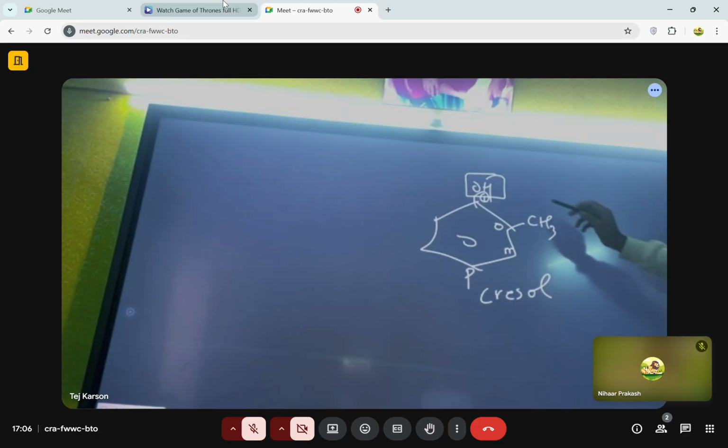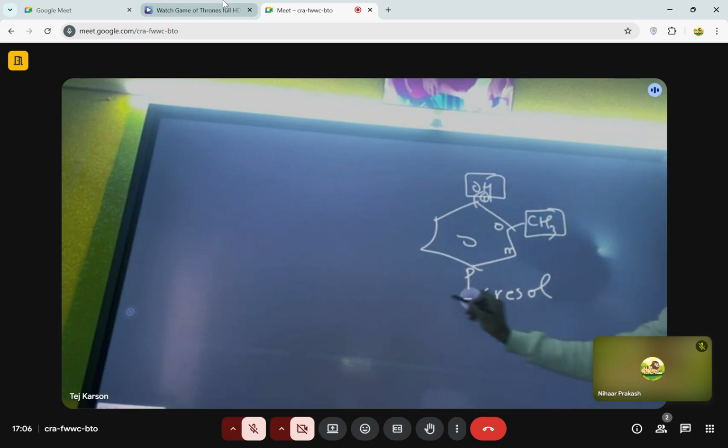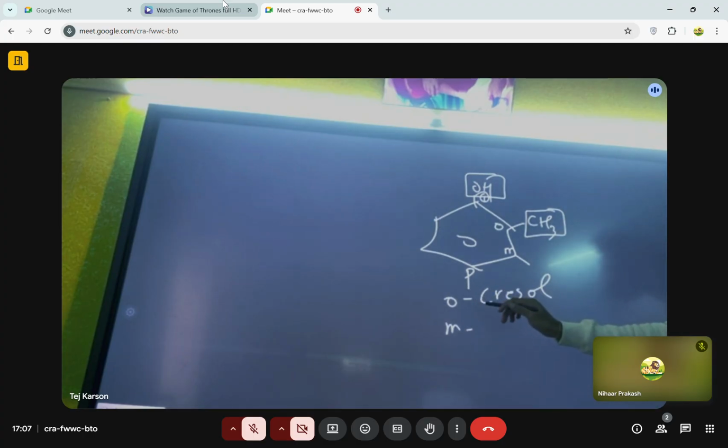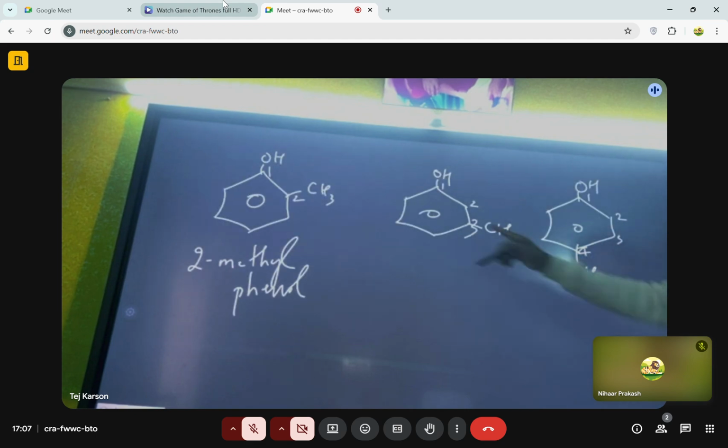But the reference group is here. From the reference group, the CH3 was placed at the ortho position. Therefore, it will be called orthocresol or o-cresol. Now, if I take off the CH3 group and attach it here, the reference is the same. It will again be cresol, but the difference is it is metacresol or m-cresol. If you place the CH3 here, it will be called paracresol or p-cresol. This is metacresol, and this is paracresol.